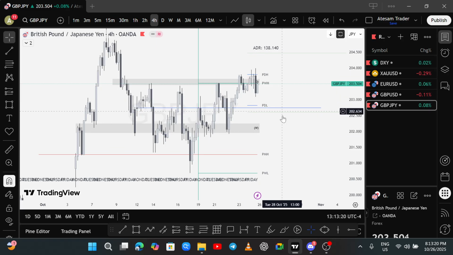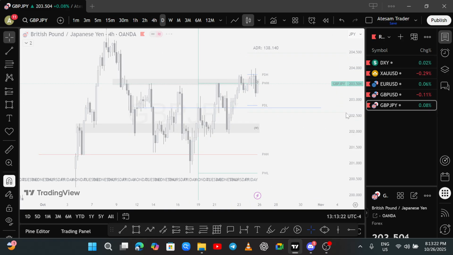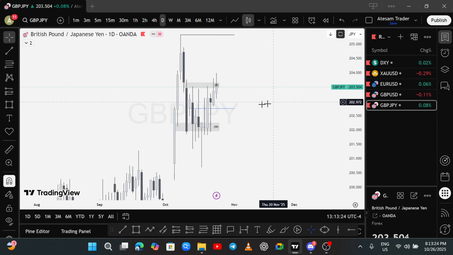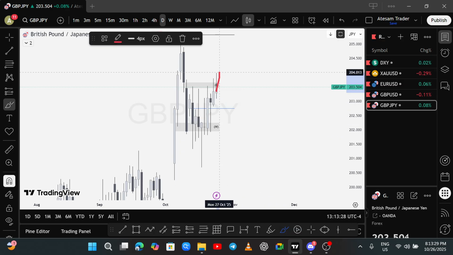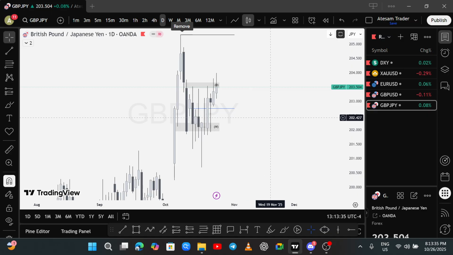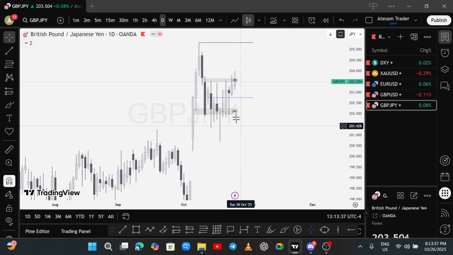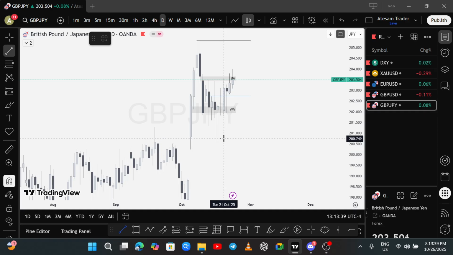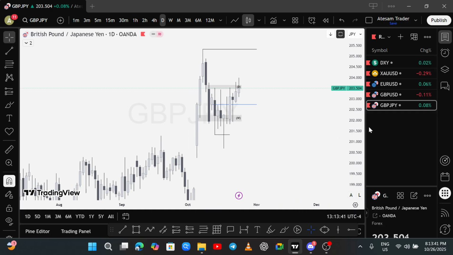So GBP JPY is not looking so good to buy until and unless we see clear price action, something like price should disrespect this daily gap and then we can look to target, because now there is no resistance here. So it's a waiting game on the GBP JPY, no need to rush to buy. So this is the weekly outlook.